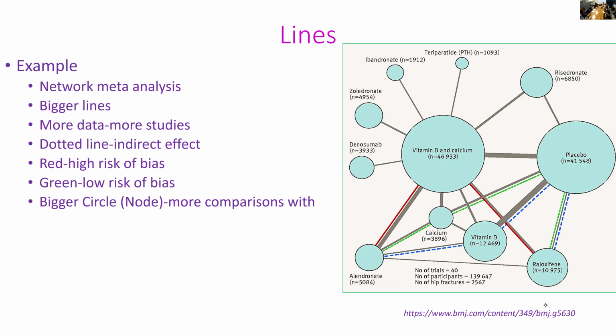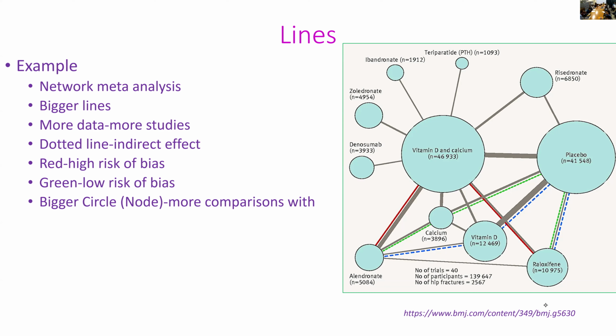What do you think the red line means? There are some red color lines. Nice. High risk of bias. So there are some studies there with high risk of bias, meaning they're not done very well. Green generally means low risk of bias. What do the dotted lines mean?